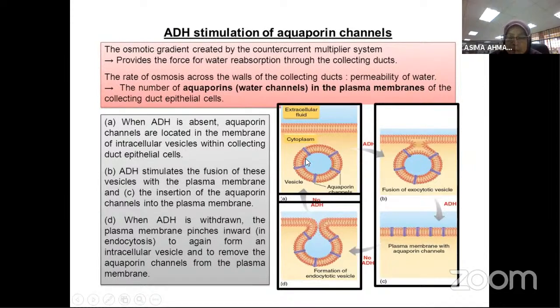So it goes back to this one. It becomes like this again. So aquaporins are stored in the vesicles inside of the cell, in the cytoplasm, removing aquaporin channels, the water channels, from the plasma membrane, therefore decreasing the permeability of the plasma membrane towards water. So less water will be reabsorbed when ADH is absent.